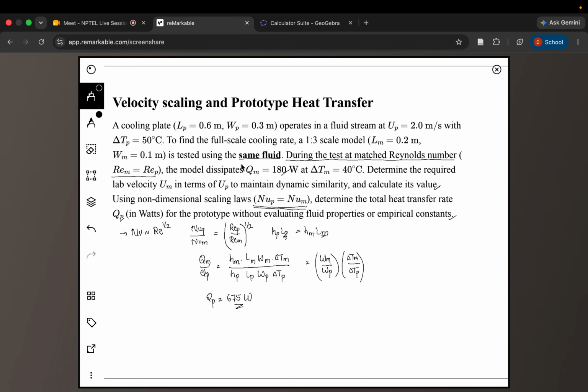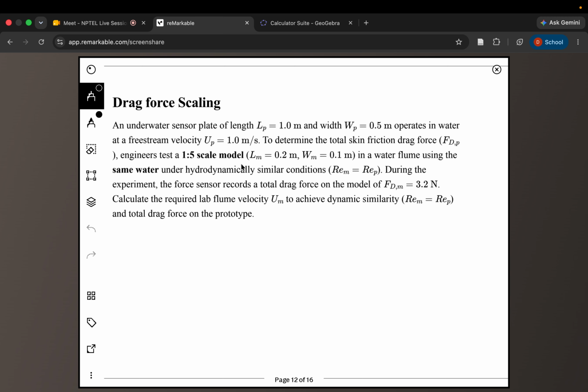This is with respect to the heat transfer, and one part that we have not touched until now is the drag force, which is again something that I wanted to discuss. So let's say you have an underwater plate of length so and so and width 0.5 meter, operating in water at a free stream velocity of 1 meter per second. To determine the total skin friction drag force, you made a model of 1 to 5 scale in a water flume using the same water.